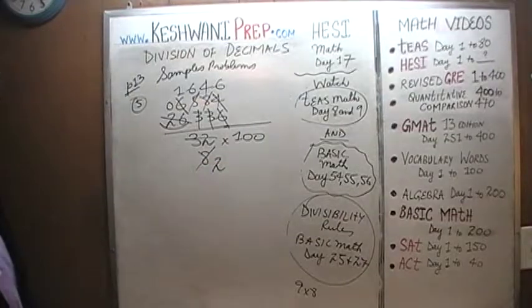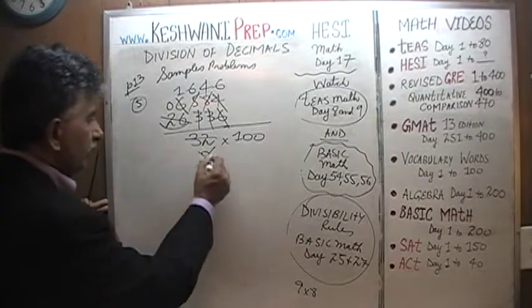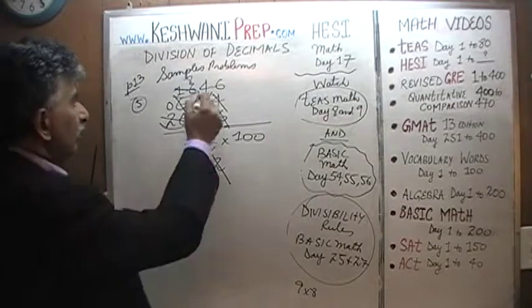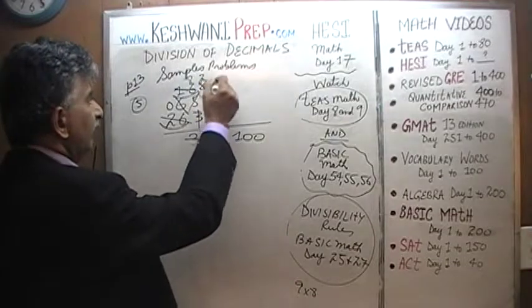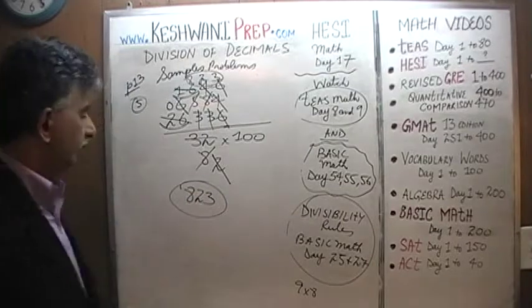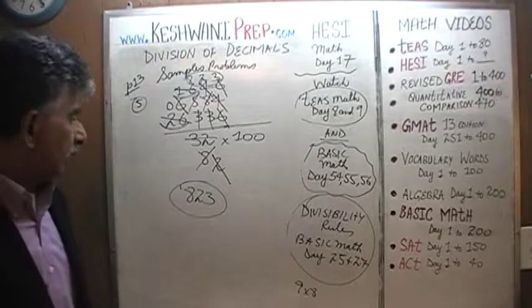Now we have to divide by 2. Dividing by 2 is very easy. 1, 6, 4, 6 divided by 2. You divide by 2, 16 has 8 2s. 4 has 2 2s. And 6 has 3 2s. The answer is 823. But we're not quite done.